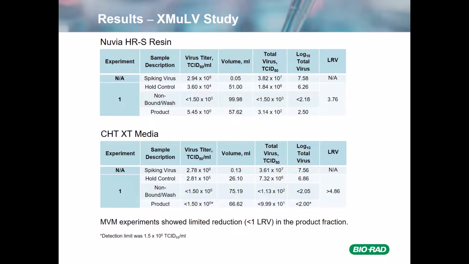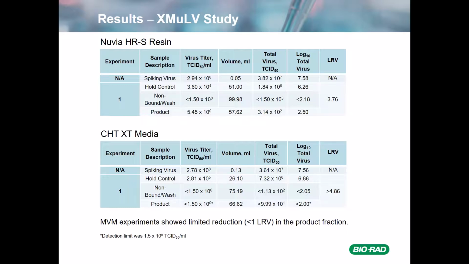Here are the results of the XMuLV study for both Nuvia HRS and CHT-XT. For Nuvia HRS, a total of 6.26 logs were loaded onto the column, and the product fraction had 2.5 logs. This resulted in an LRV of 3.76. For cation exchangers, this is actually a pretty good clearance, as most cation exchange steps will get between 1 to 2, maybe 2.5 logs. So we were very happy to see 3.76 logs clearance.